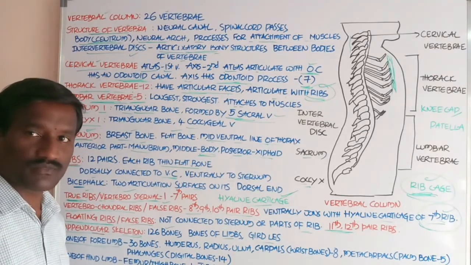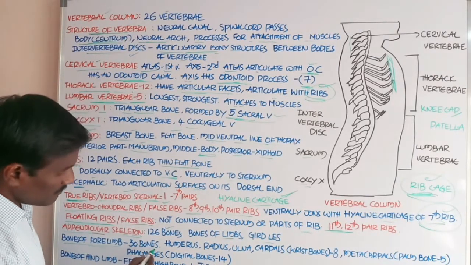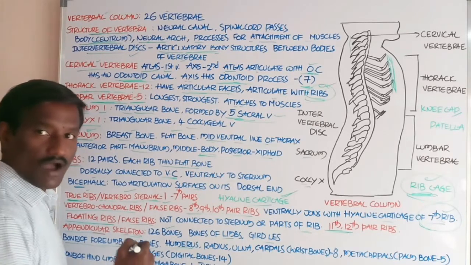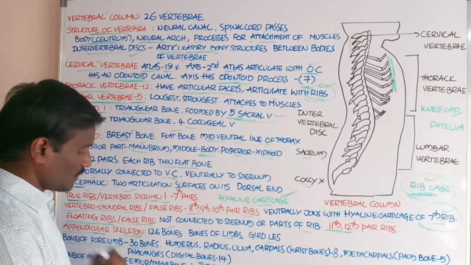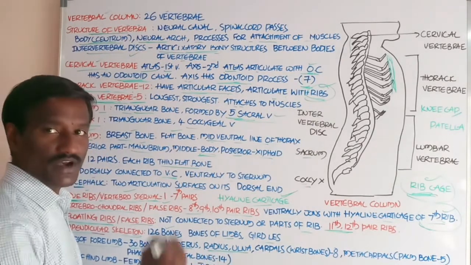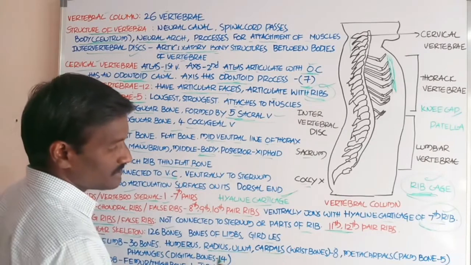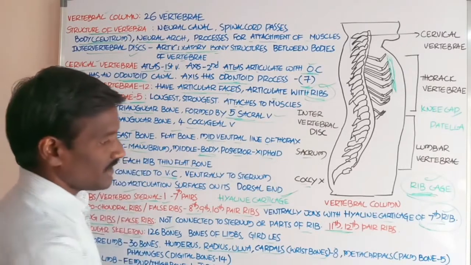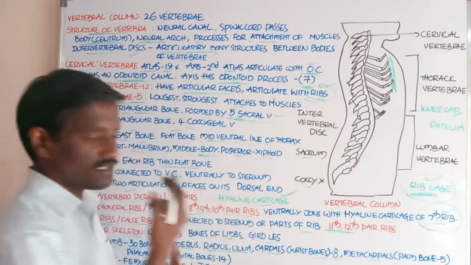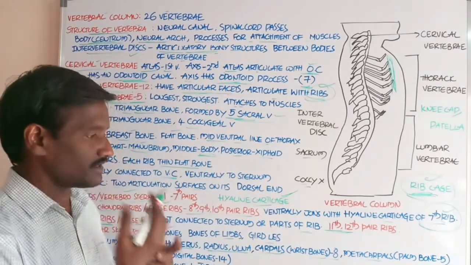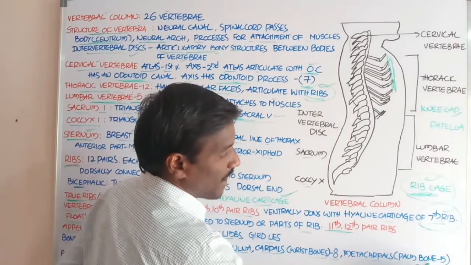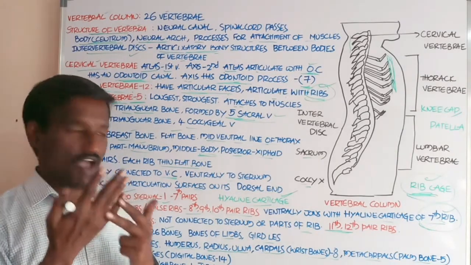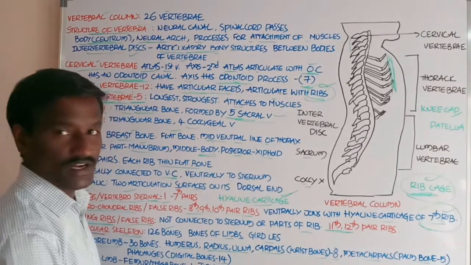Bones of the forelimb. Okay, student, bones of the hand. 30 bones are present in each hand. Humerus is the first bone in the forelimb, and next are radius and ulna, and carpals, also called wrist bones, 8 in number. And metacarpals, also called palm bones, 5 in number. Student, phalanges, also called distal bones, 14 in number.